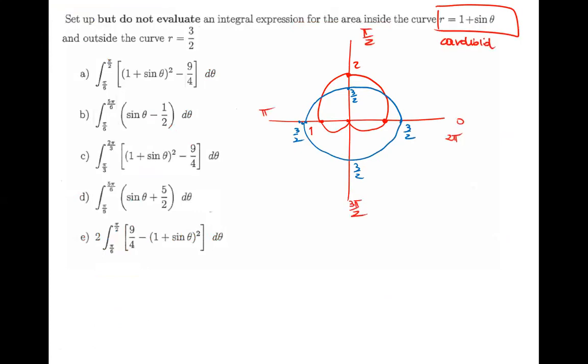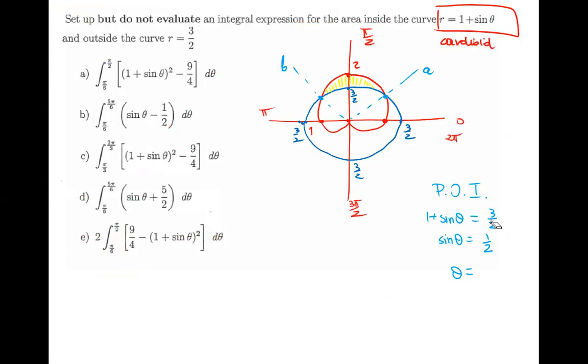And what we need is inside the cardioid and outside the circle. We practice this a lot. That means that's the points of intersection A and B. Points of intersection: 1 plus sine theta is equal to 3 halves. Sine theta is 1/2. Sine for what angle is 1/2? Who can tell me this?